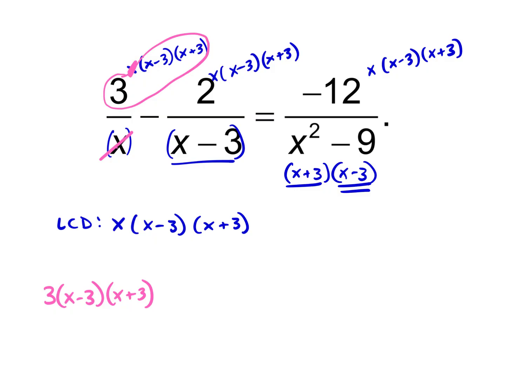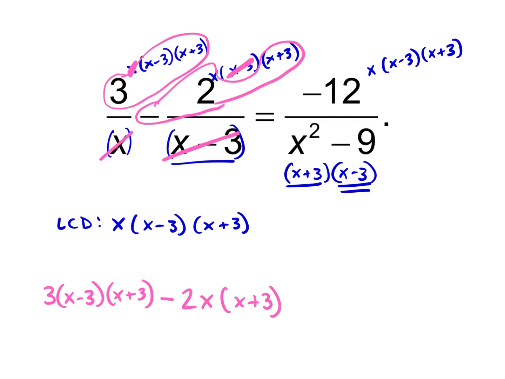In our second fraction, we have an x minus 3 on the bottom, so that's going to cancel out with the x minus 3 up top. So then here we have negative 2 times x plus 3. So it'd be minus 2 times x plus 3. Then here we have the equals, so make sure you put the equal sign in your equation. In our third fraction, I have an x plus 3 in the denominator and an x minus 3, so those are both going to cancel. And then we're just left with negative 12 times x.